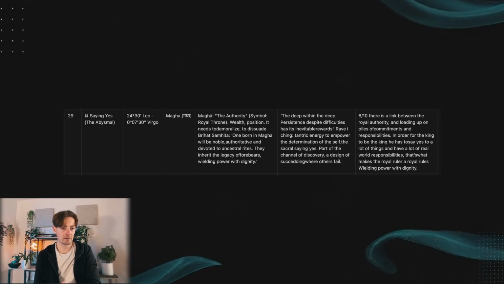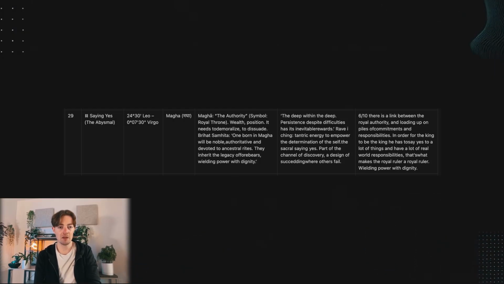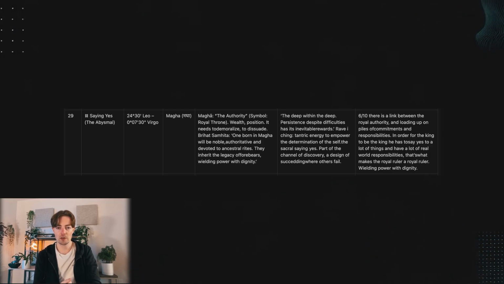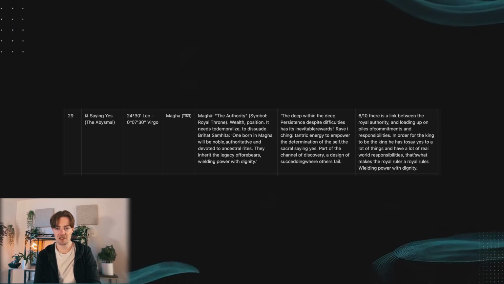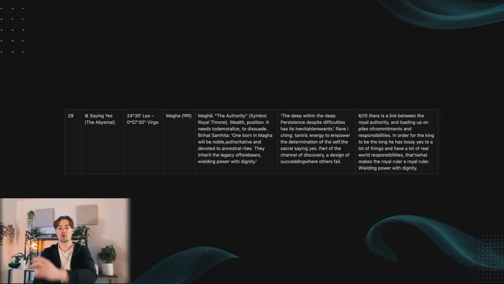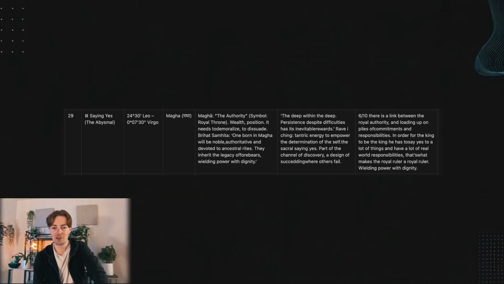Gate 29, saying yes, the gate of the abysmal. This goes from around 24 degrees of Leo to around 7 arc minutes of Virgo. We are in Magha Nakshatra, Magha again being that royal throne, the king, noble, authoritative, ancestral rights. The notes I have for this gate: the deep within the deep. Persistence despite difficulties has its inevitable rewards. And from the Ravi chain directly, tantric energy to empower the determination of the self.